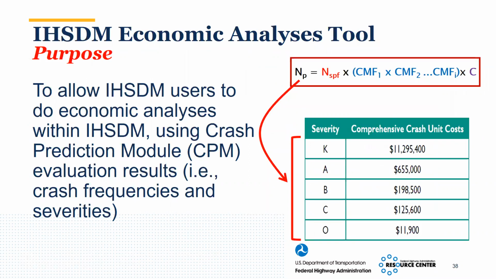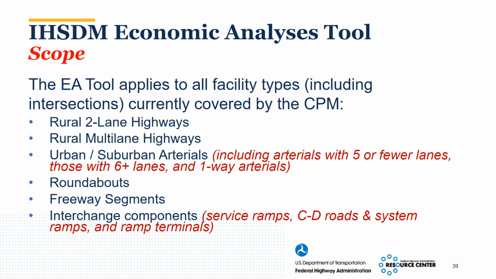Okay, so in IHSDM, the economic analysis tool allows users to do this type of analysis using the crash prediction module evaluation results, meaning the crash frequencies and severities. So take the results from the models as Ehsan had described, and then break those down by severity, assign the crash costs, and the end result is that we have a basis to compare in dollar amounts different alternatives.